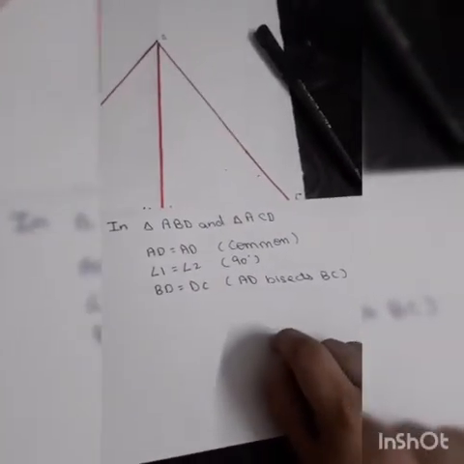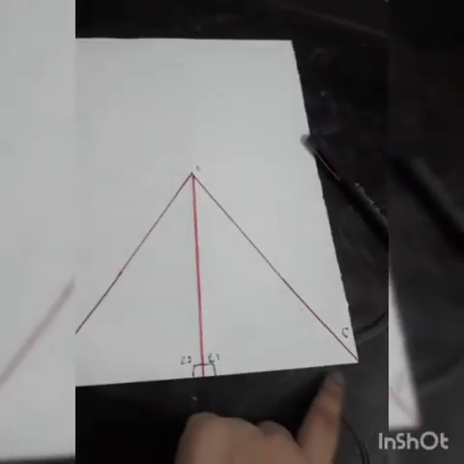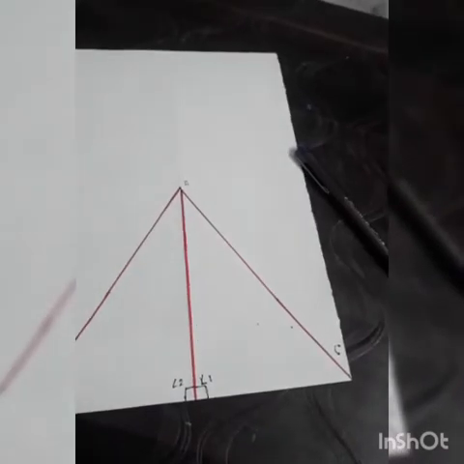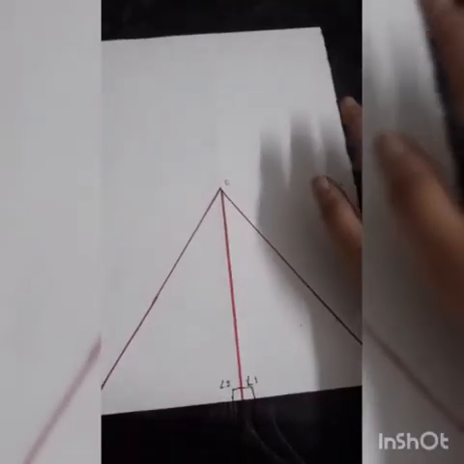Therefore we can write BD equals DC as AD bisects BC, and therefore triangle ABD is congruent to triangle ACD by SAS. And by proving the congruency, we can say that AB equals AC by CPCT, and therefore triangle ABC is an isosceles triangle. Hence, it is proven.